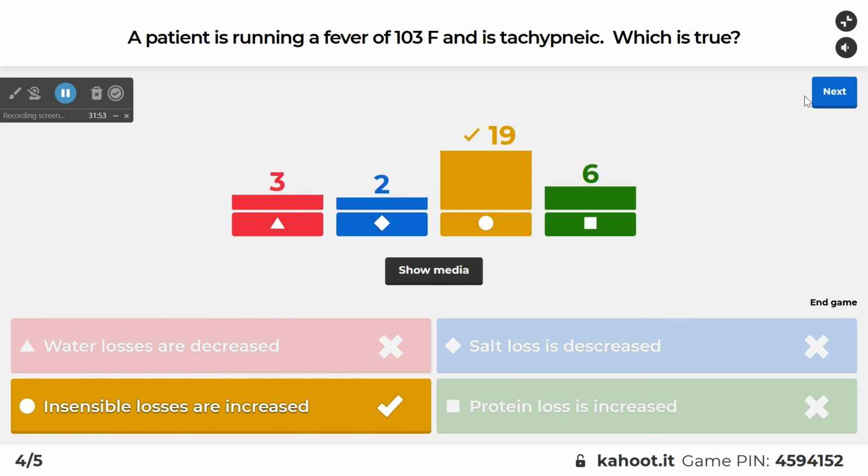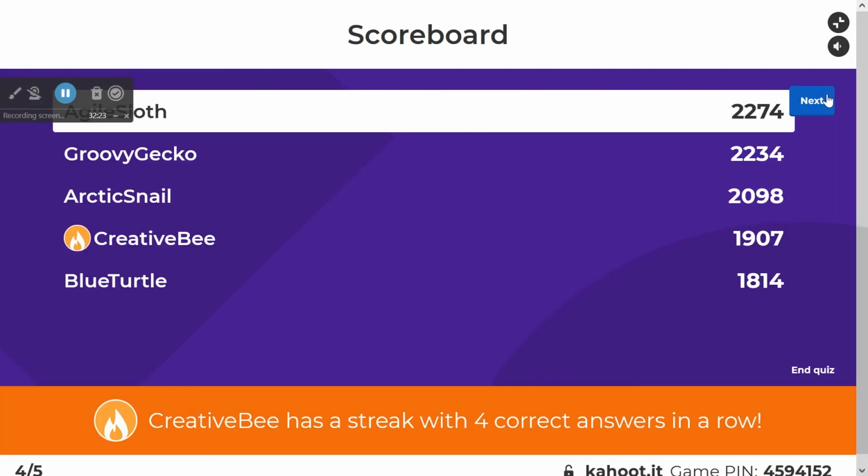And I have this in the Kahoot set on purpose because particularly in children, all right, children with fever and respiratory distress blow through water like nobody's business, okay? Their insensible losses are significantly higher. So when we treat these patients, always with kids, you got to watch their fluid balance, but kids with respiratory distress and fever, doubly so.